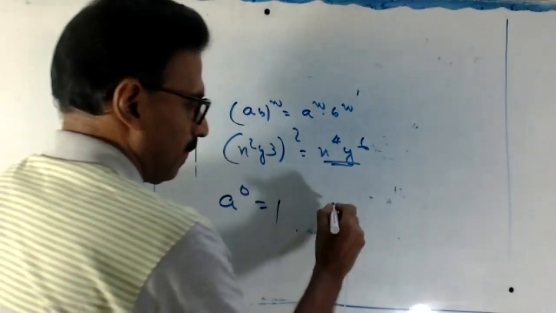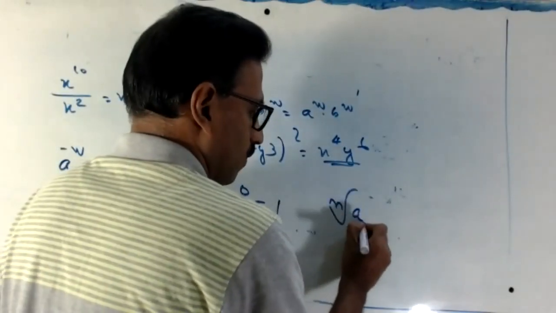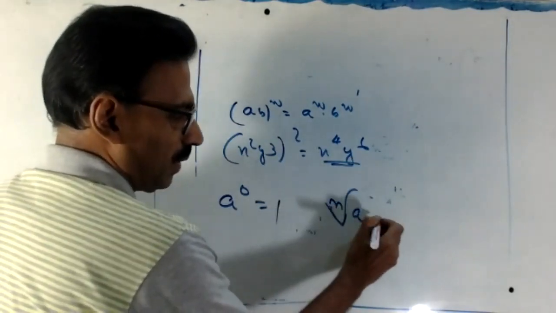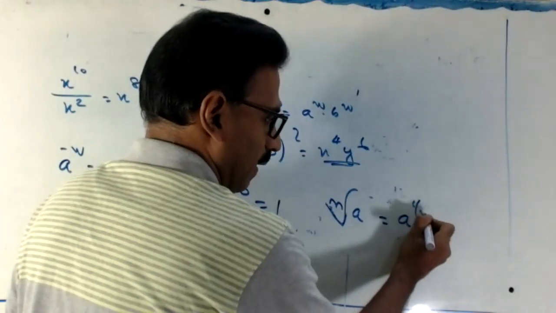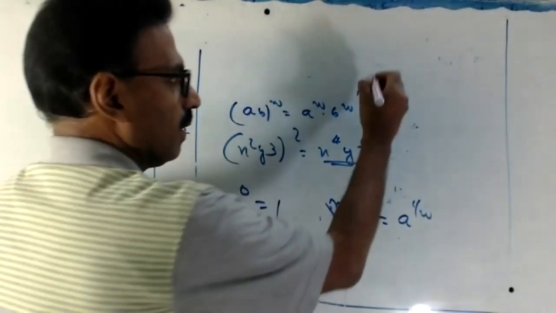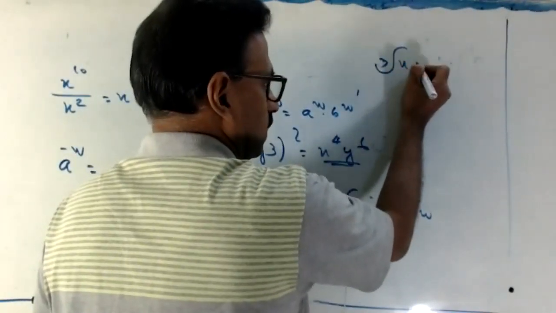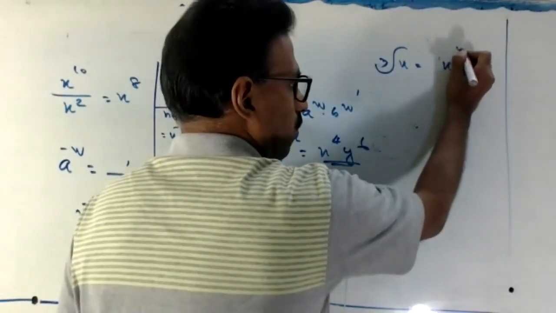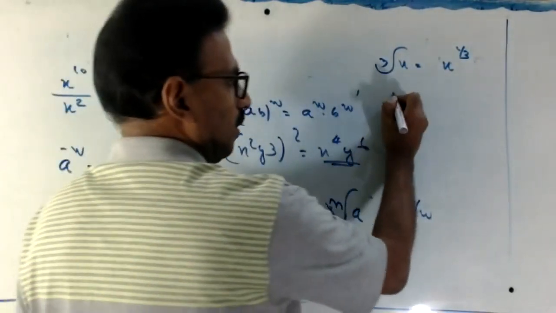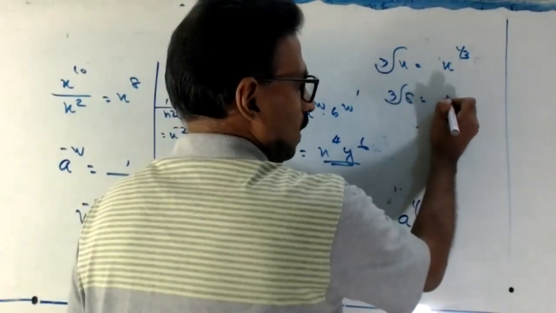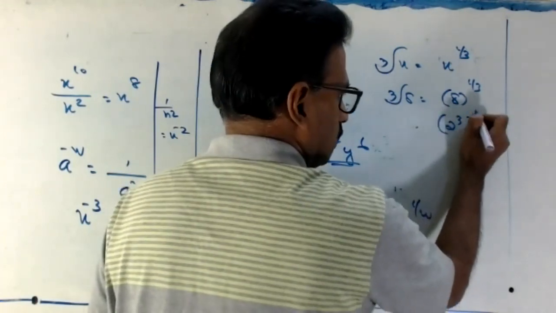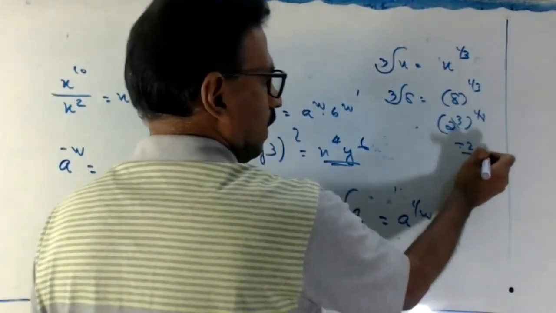Now last one, nth root of a. Look, n inside, not outside. Here, nth root of a equal to a raised to 1 by n. Example, cube root of x, that is x raised to 1 by 3. That's why, look, cube root of 8, we got 8 raised to 1 by 3. But 8 we can write 2 cube, all raised to 1 by 3. Then we got 2. Okay, we will discuss that later.